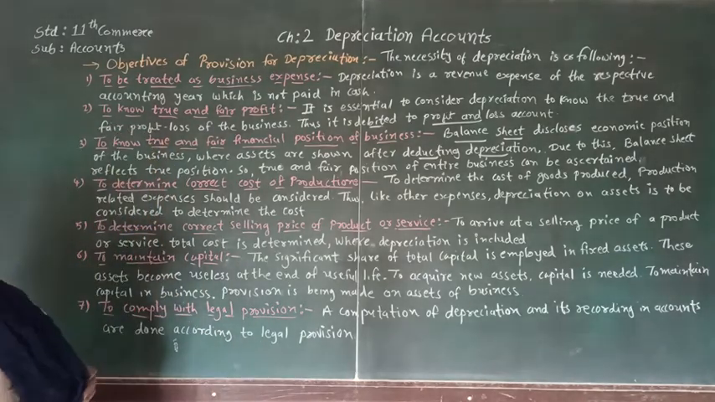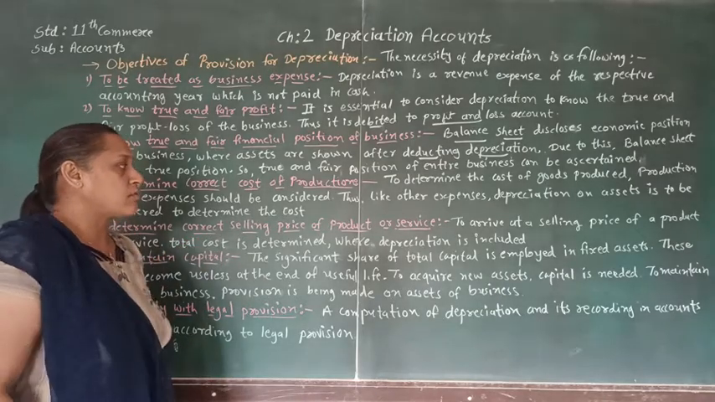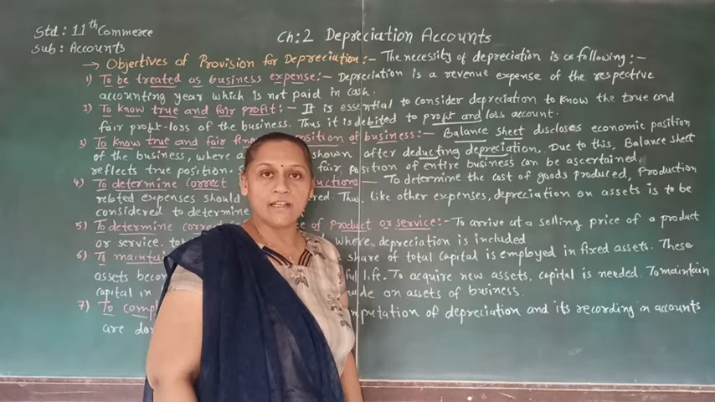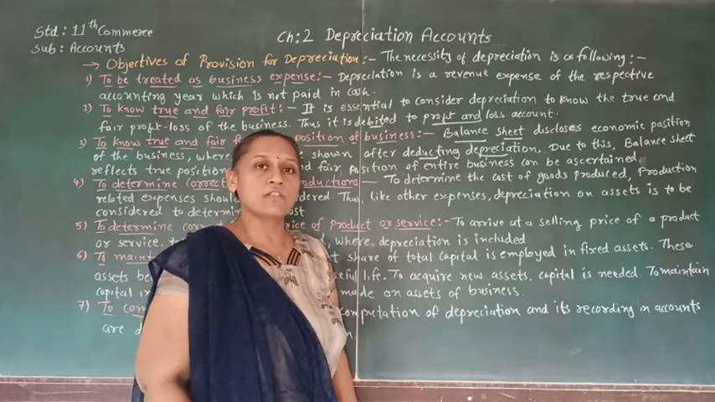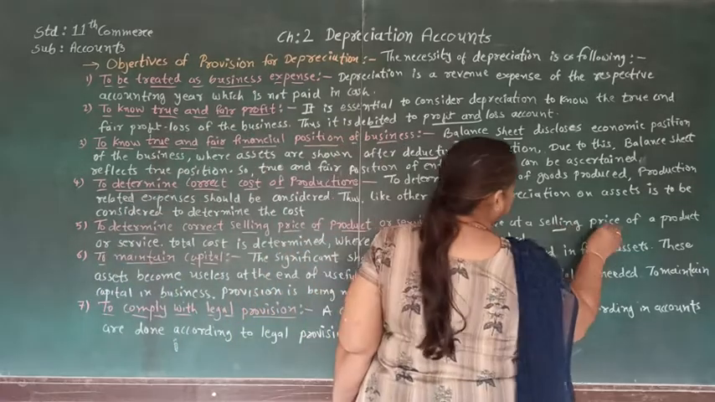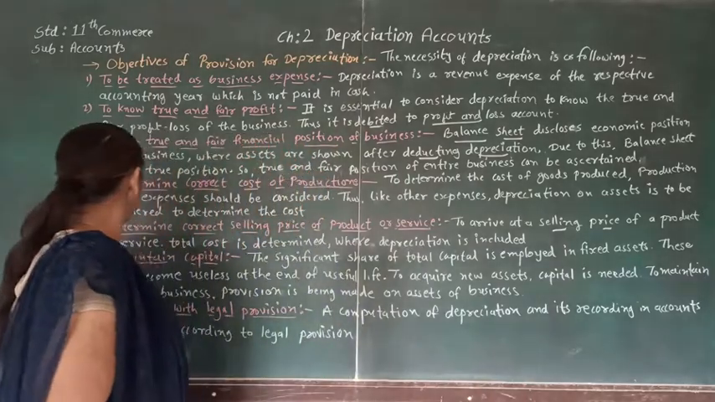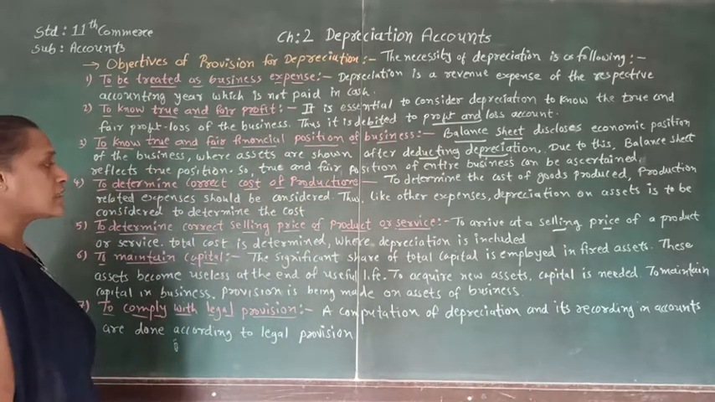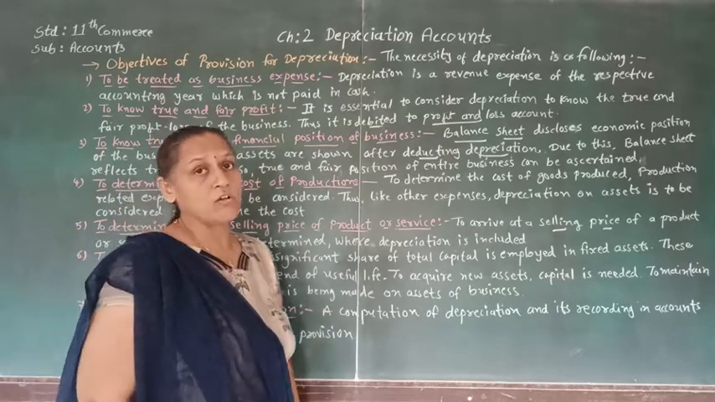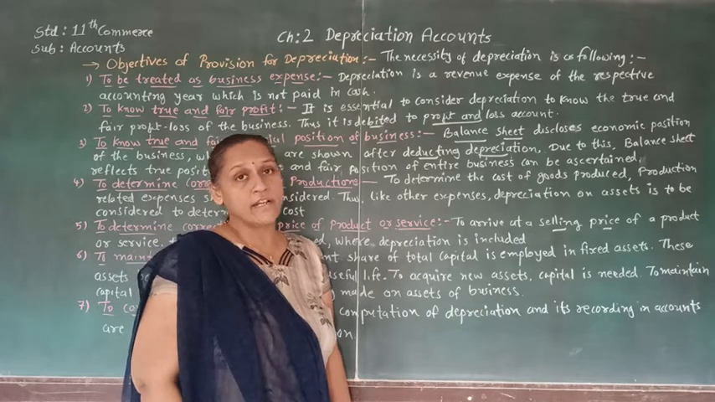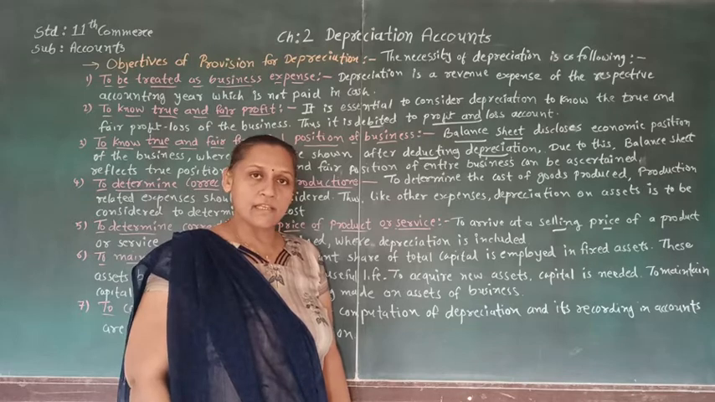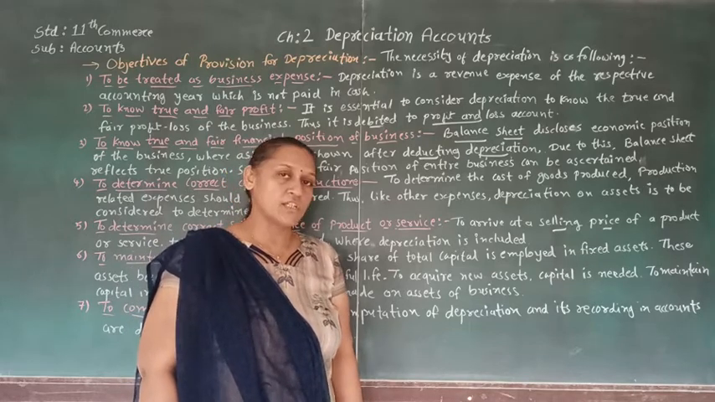Next one is to determine the correct selling price of a product or service. To know the selling price of the product, there is a need for depreciation. To arrive at the selling price of a product or service, total cost is determined where depreciation is included. In the total cost, depreciation is supposed to be included, as we know that to produce any product we are using fixed assets. So for that also depreciation is needed.